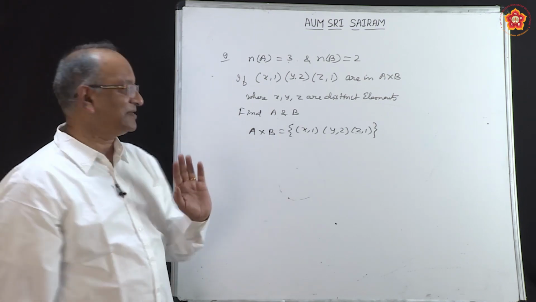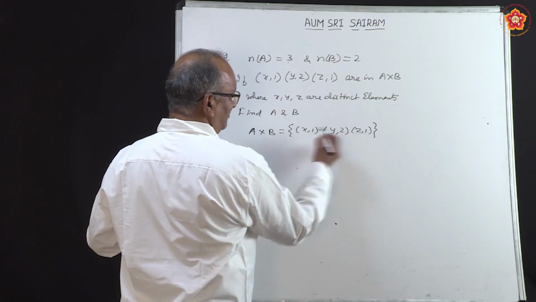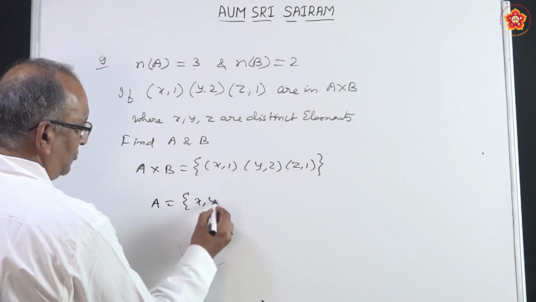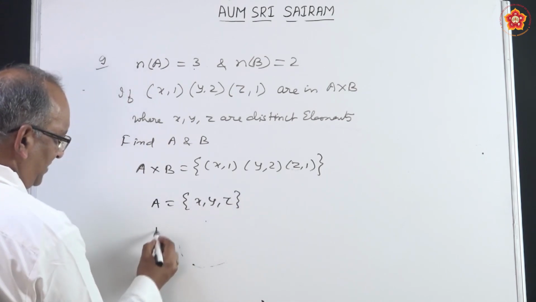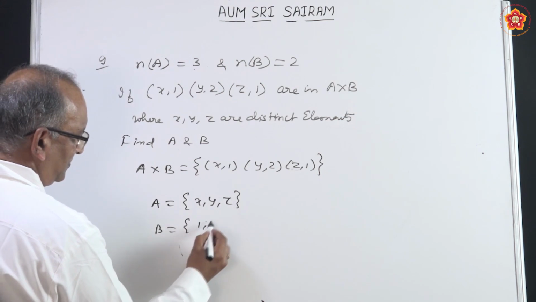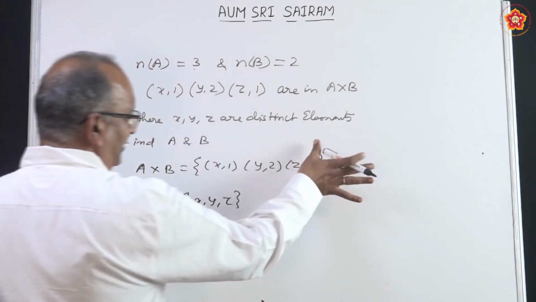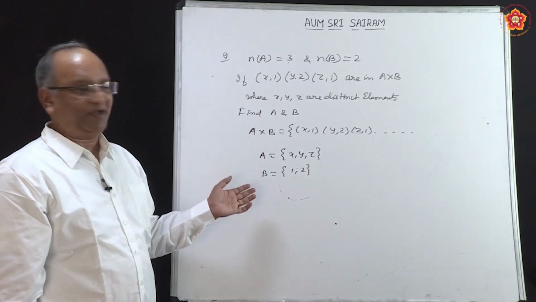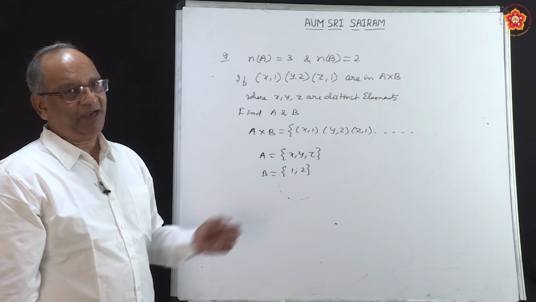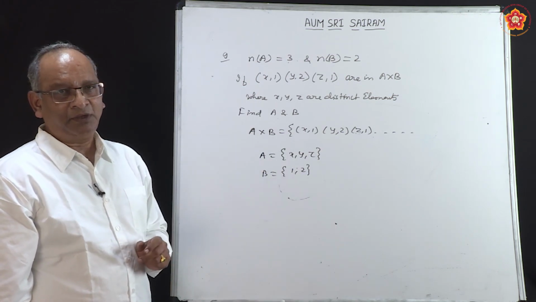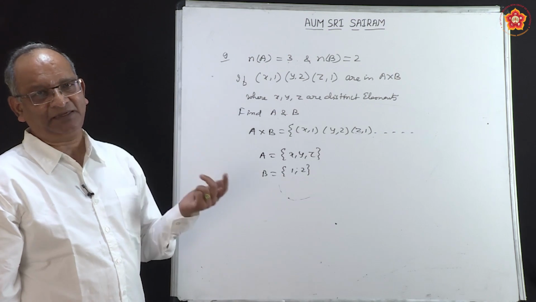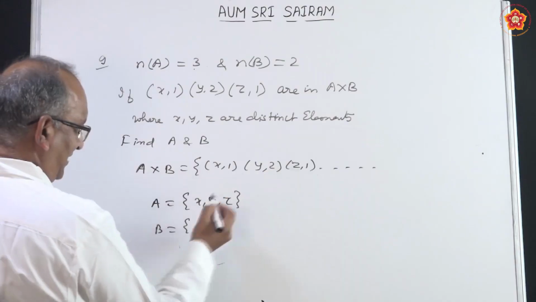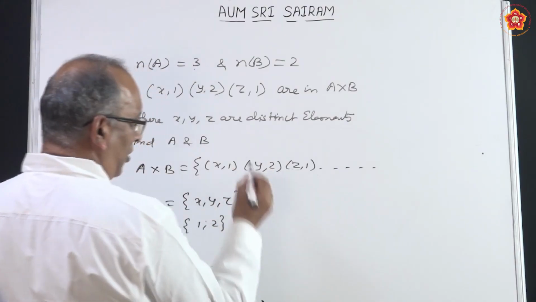So, what are the elements of the first set here, in each pair? We can say that A is equal to {x, y, z}, whereas B is equal to {1, 2}. No doubt he has not written all the elements, but with the help of the given elements, we can easily find what the elements of A and B are. Suppose you are asked to write the rest of the elements, you can still write them. You have x1, y2, z1.